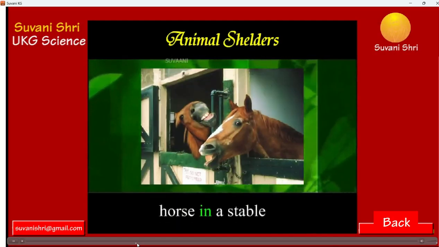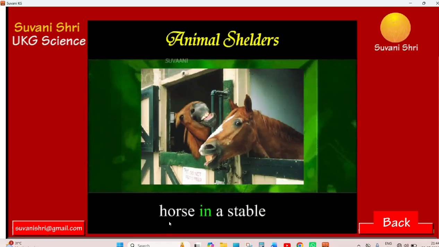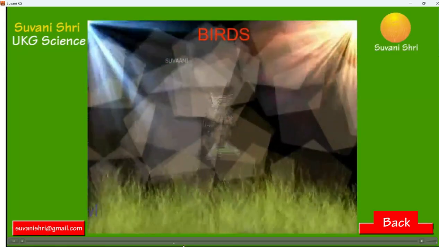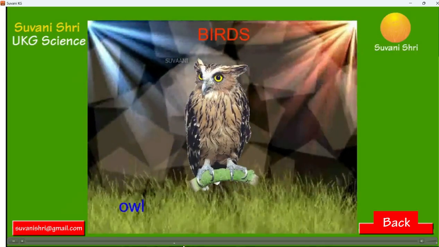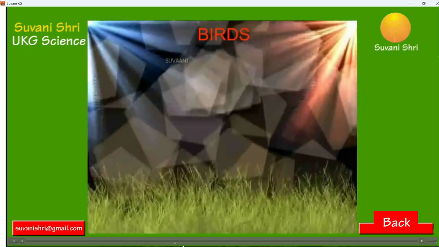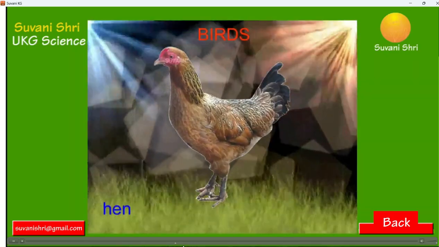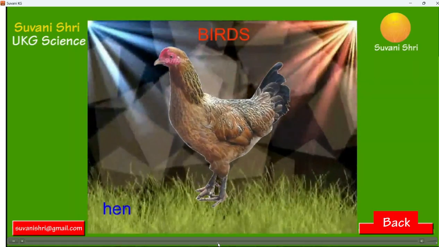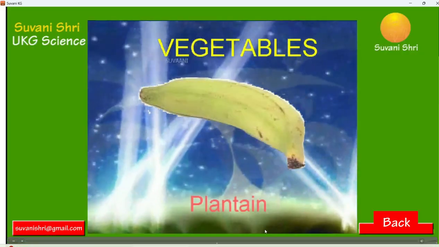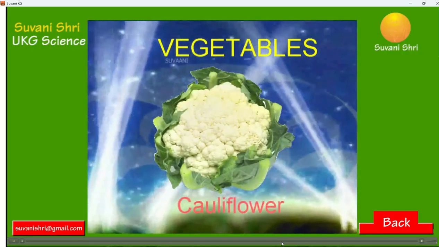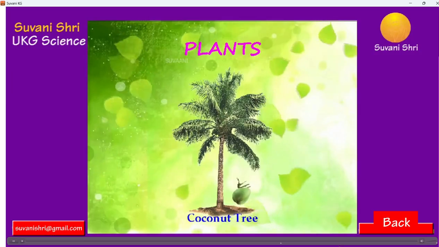Horse in a stable. Owl, hen, cauliflower, palm tree.